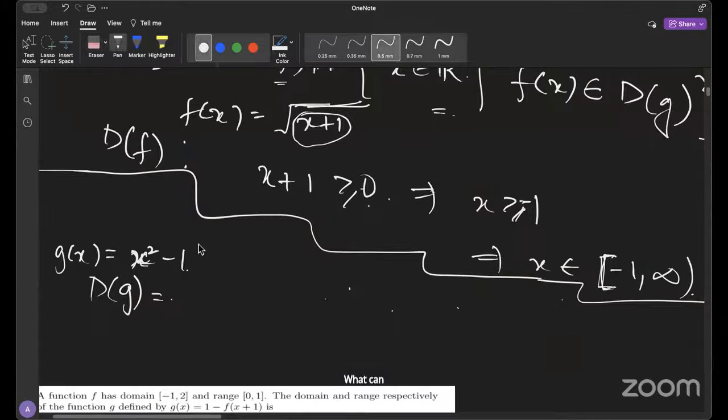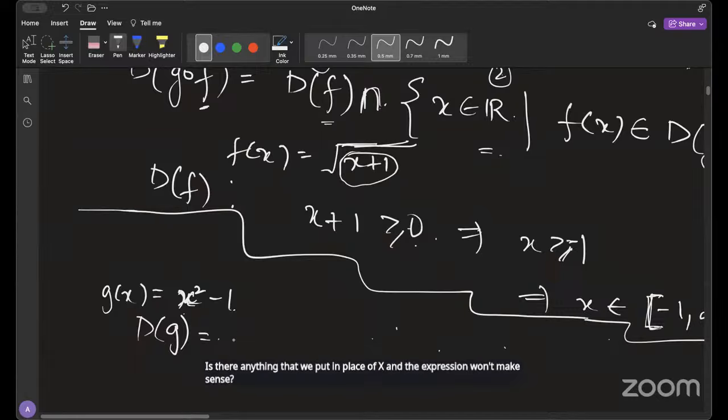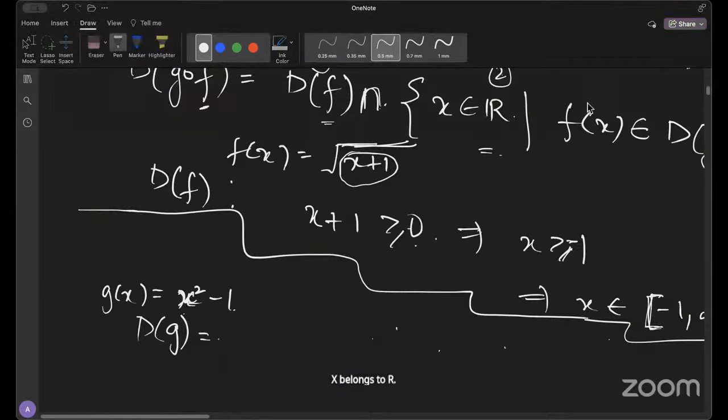What can we not substitute here in x squared minus 1? Is there anything that we put in place of x and the expression won't make sense? No, no, no. We can put anything. x belongs to R, all the real line.